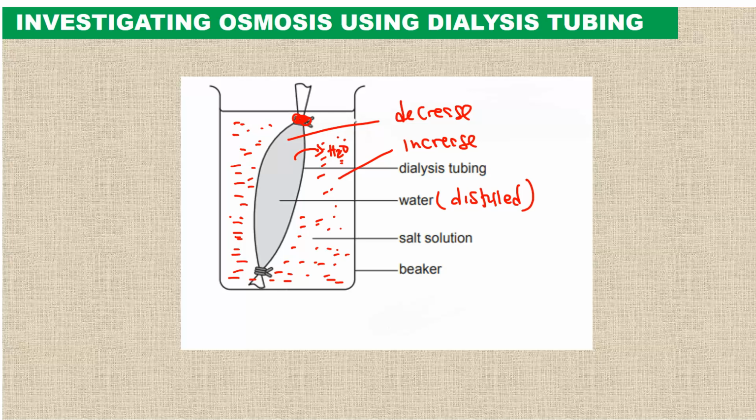So water always moves from where there's high water potential to where there's low water potential, across the membrane. That is osmosis. But if you had sugar solution inside the dialysis tubing and water outside, water would go into the tubing, reducing the volume of water outside and increasing the volume of the sugar solution inside the tubing. So always water has to move from the region of higher concentration to the region of lower concentration. All right.